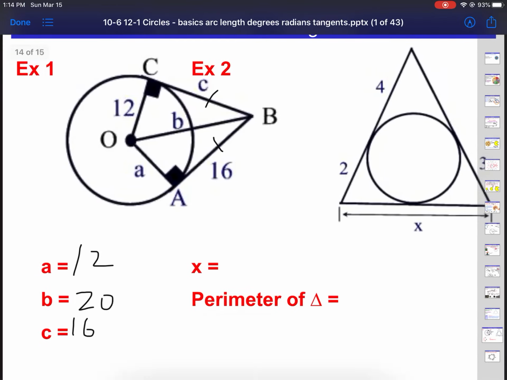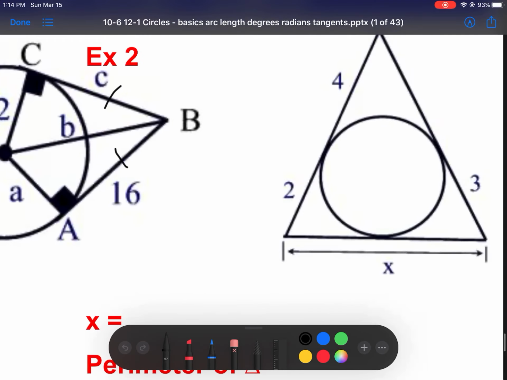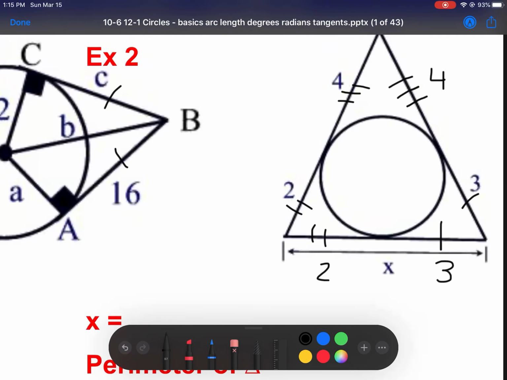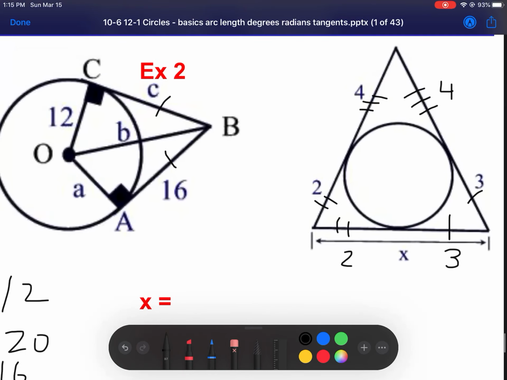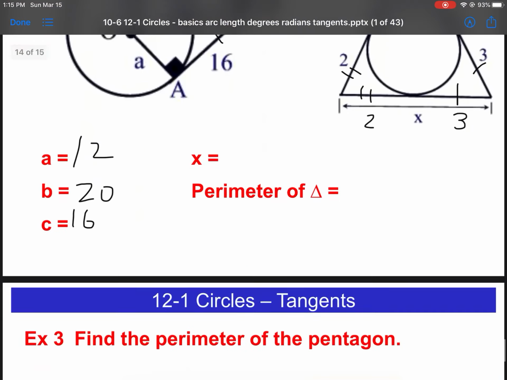Okay. And this one over here. So just taking a look at what's congruent. So we have that and that are congruent. Those two segments are congruent. And those two segments are congruent. So that's 4. That's 3. That is 2. So x is 5, and you should be getting the perimeter to be 18.